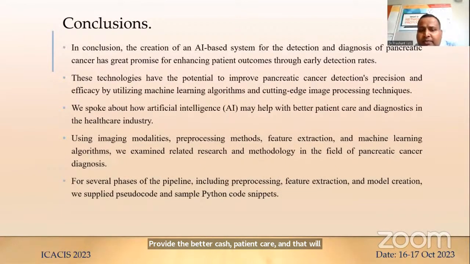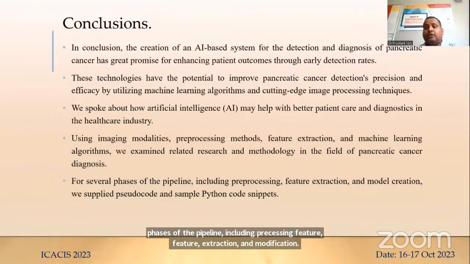Also using image modalities, pre-processing methods, feature extraction, and machine learning algorithms, we have examined the related research and methodology in the field of pancreatic cancer diagnosis. For several phases of the pipeline, including pre-processing, feature extraction, and model creation, we have supplied the pseudocode and sample Python code snippets for the implementation of this algorithm.